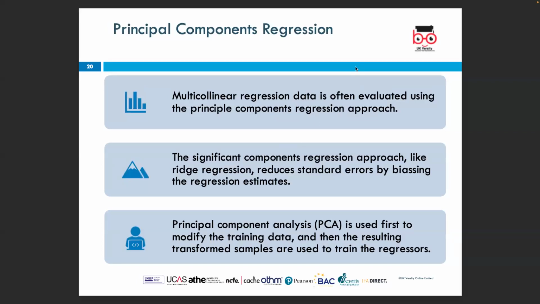Principal component regression. Multicollinear regression data is often evaluated using the principal component regression approach. The principal component regression approach, like ridge regression, reduces standard errors by biasing the regression estimate. Principal component analysis, PCA, is used first to modify the training data, and then the resulting transformed samples are used to train the regressors.